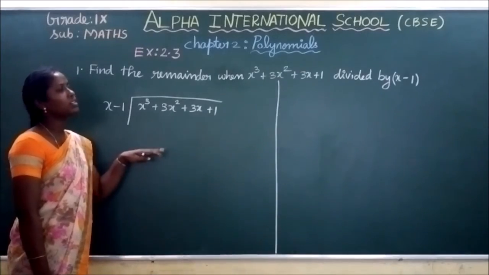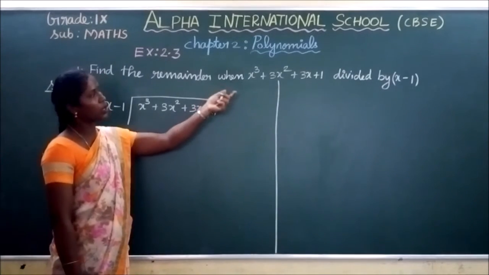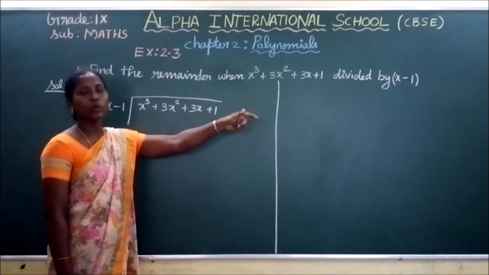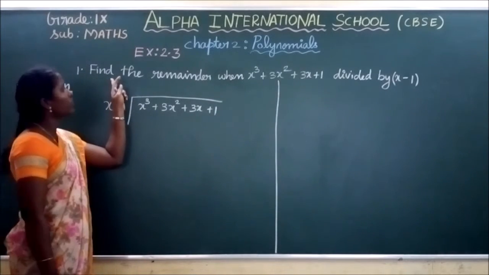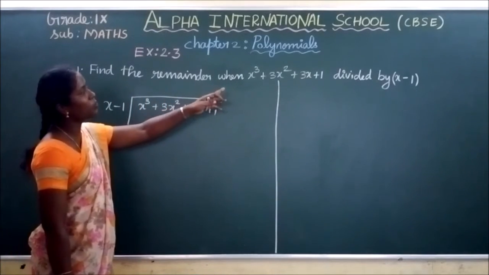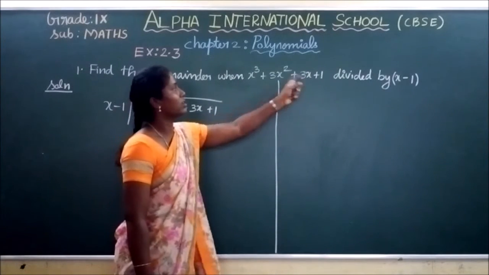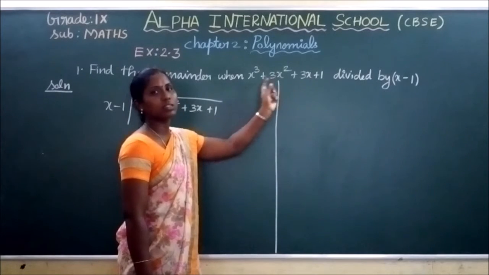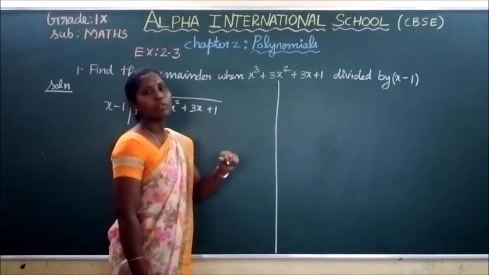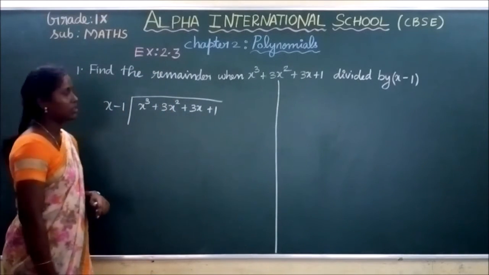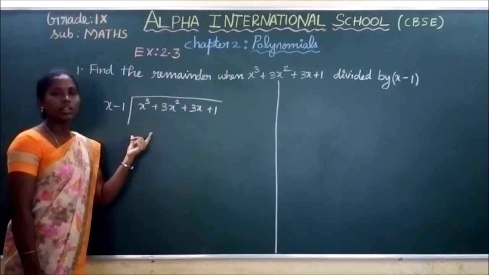We are going to solve our third exercise problem. In the third exercise, the problem is based on the remainder theorem. We are going to divide a polynomial by a linear polynomial and find the quotient and remainder. The first problem: find the remainder when x cube plus 3x square plus 3x plus 1 is divided by x minus 1. What is the polynomial here? x cube plus 3x square plus 3x plus 1 is a cubic polynomial because its degree is 3. And we are going to divide it by a linear polynomial x minus 1. So let us divide the polynomial and find the quotient and remainder using the long division method.